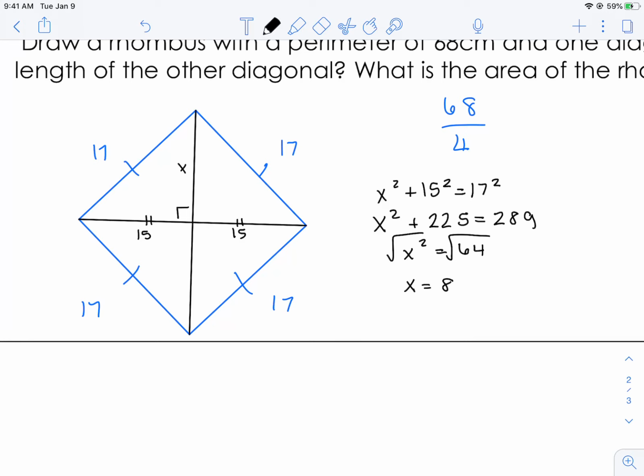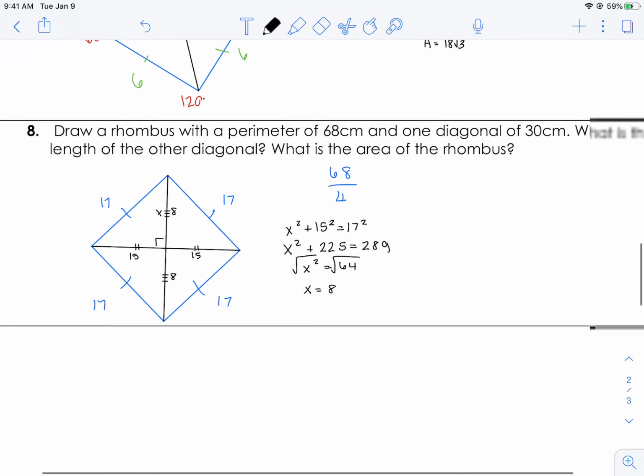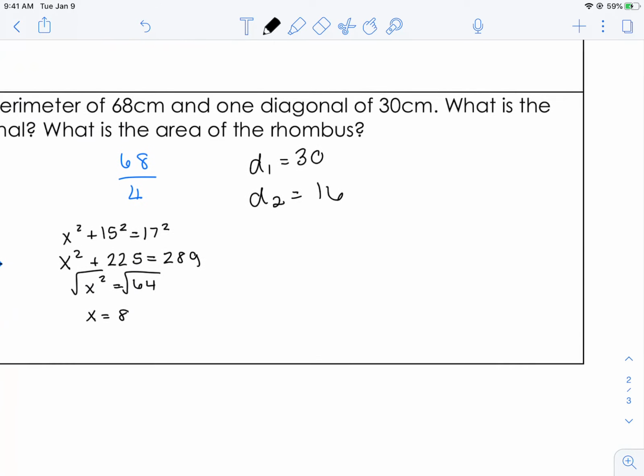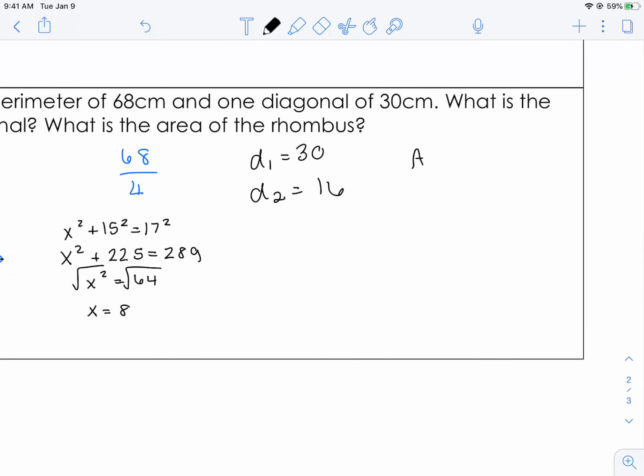So that tells me that this piece right here is 8, which means that this one right here is also 8. So one of my diagonals is 30, and my other diagonal is 16. And then I just plug it in. So area is equal to 1/2 times 30 times 16. So 1/2 of 480 is 240 centimeters squared. And that is it for area of rhombus and kites.